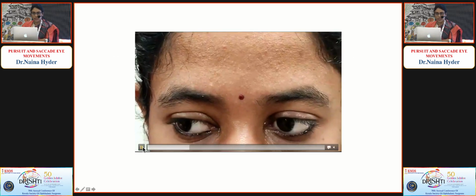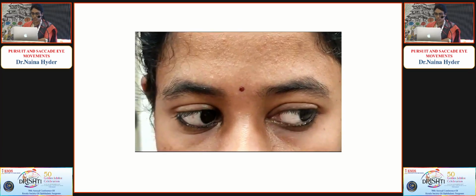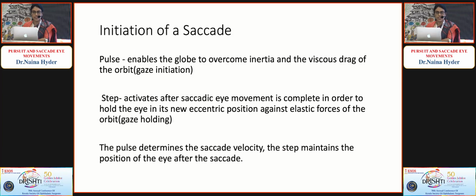So this is the saccade eye movement, the rapid eye movement which you see. In the initiation of the saccade, you have a pulse and a step. The pulse enables the globe to overcome the inertia and viscous drag of the orbit. So it starts with the pulse and ends with the step. The pulse determines the saccadic velocity. The step maintains the position of the eye after the saccade. Each of them, the pulse and the step, is controlled by different centers.